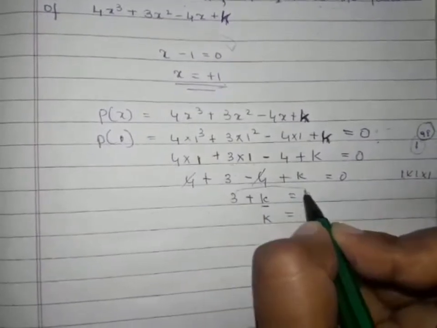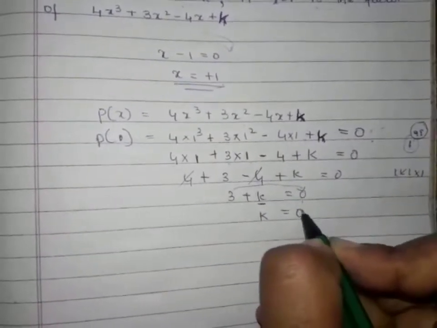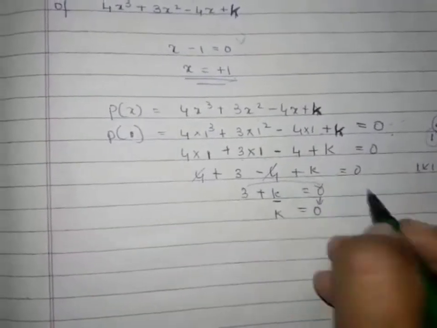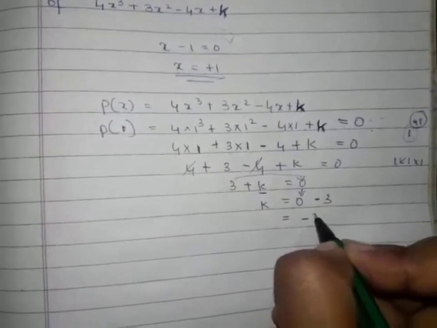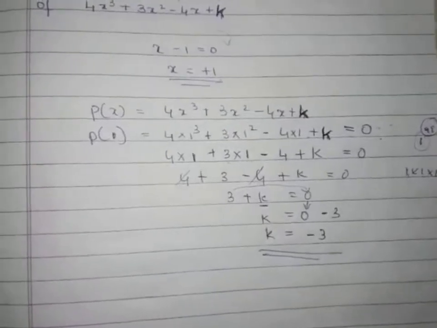Then we'll take 3 to the other side. So it will become 0. We are writing 0 because it is as it is. And we are taking 3 to the other side. 3 will become minus 3. So how much is 0 minus 3? 0 minus 3 is again minus 3. So the value of k will be equal to minus 3.